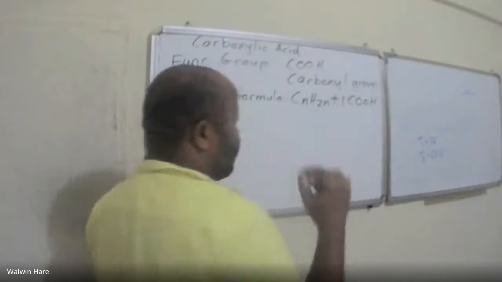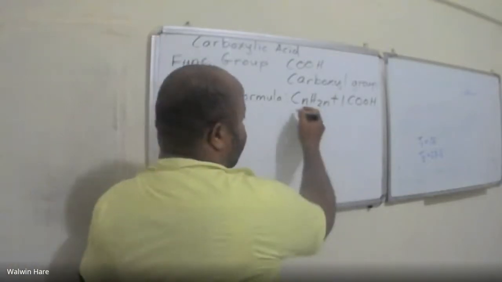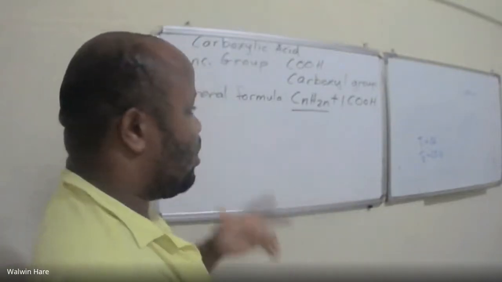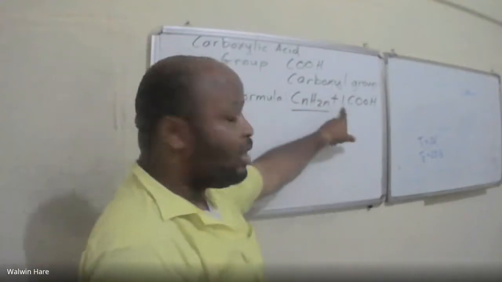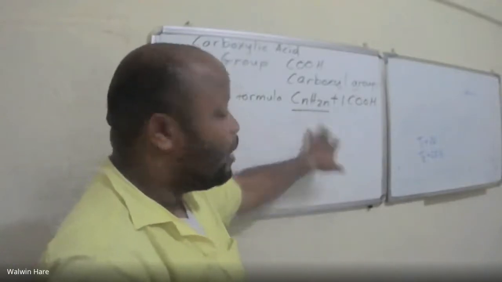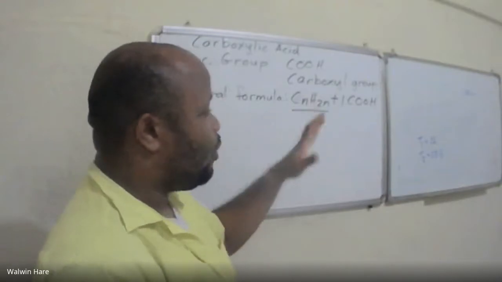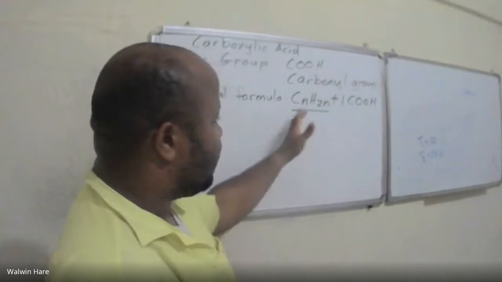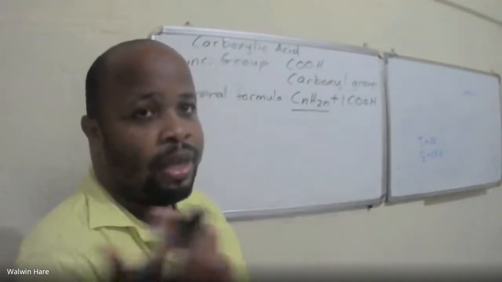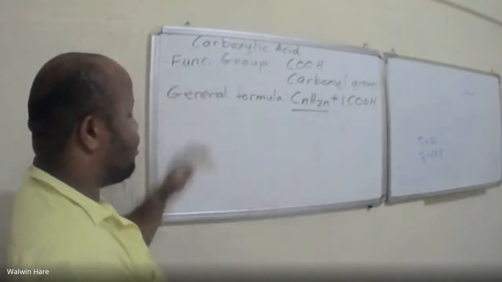Remember, all homologous series, their general formula, all of them start with CnH2n. So CnH2n is a given. With the alcohol and the carboxylic acid, it's plus 1 and their functional group. So alcohol, CnH2n plus 1 OH. Carboxylic acid, CnH2n plus 1 COOH. With the alkene, it is just CnH2n. And the alkane is CnH2n plus 2.